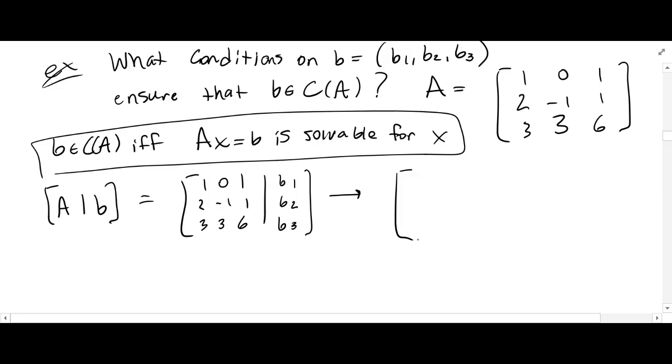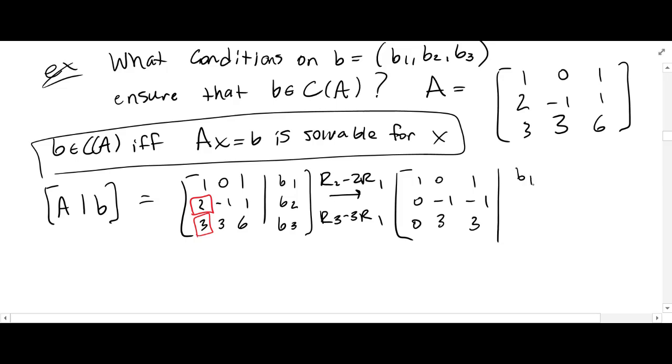I want to reduce this to a 0, so we can do row 2 minus 2 row 1. I also want to reduce this to a 0, so I'll do row 3 minus 3 row 1. If you do that, this is 0, -1 minus 0 is -1, 1 minus 2 is -1, 3 minus 3 is 0, that's still 3, and then 6 minus 3 gives you a 3. Then we get B2 minus 2B1, and then B3 minus 3B1.